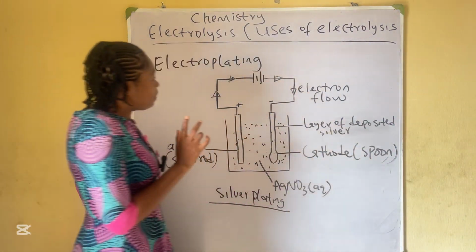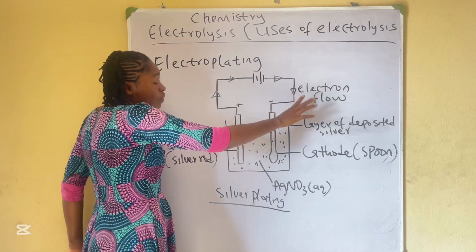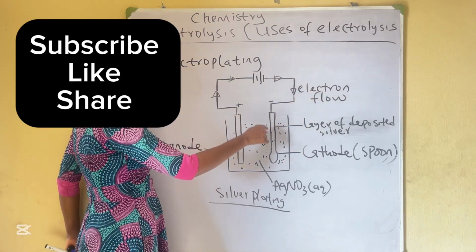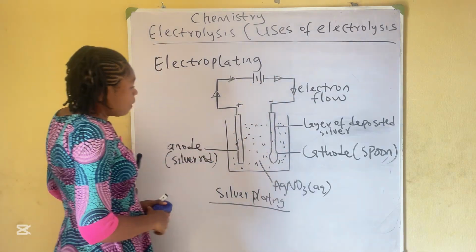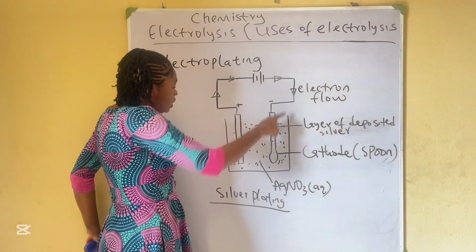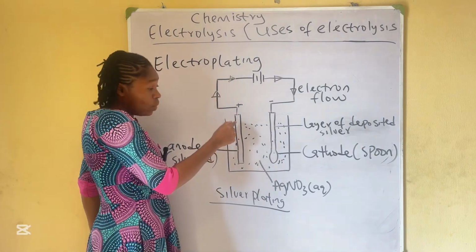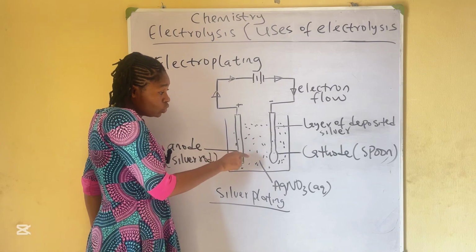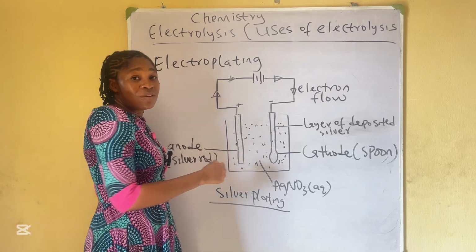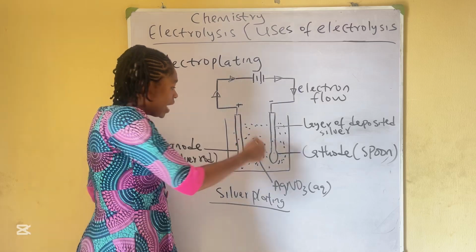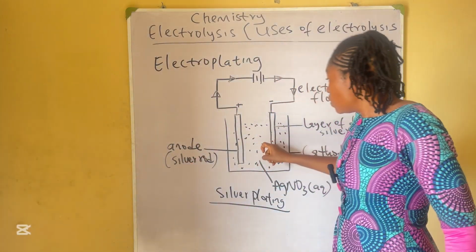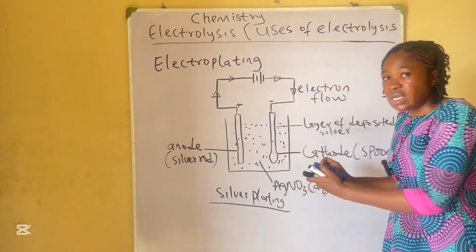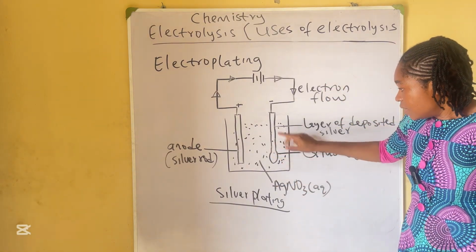Another thing you need to notice is the flow of electrons. You must indicate it. Remember, electrons enter the electrolyte through the cathode. So what happens is that current is passed through the cell. The plating metal, which is the silver rod, will dissolve gradually into the solution, giving up its electron to form silver ion. The silver ion in the solution will migrate to the cathode, accept electrons from the cathode and become deposited as silver on the surface of this spoon.